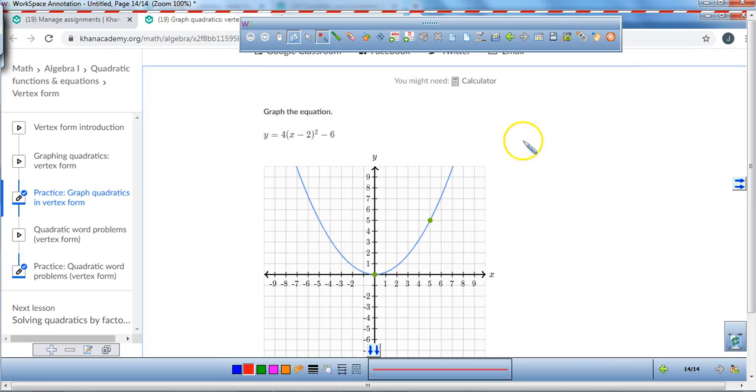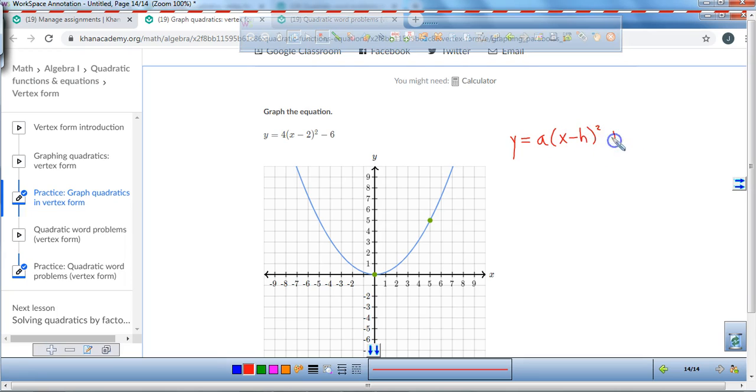This one says y equals. So what I'm going to do is write vertex form down. You can practice with me. I'm going to write this one directly underneath it. Here we go. Y equals 4, open parentheses, x minus 2, close parentheses squared, minus 6. So the first thing we're going to do is identify the vertex. We're going to identify the h and the k value, h and k.